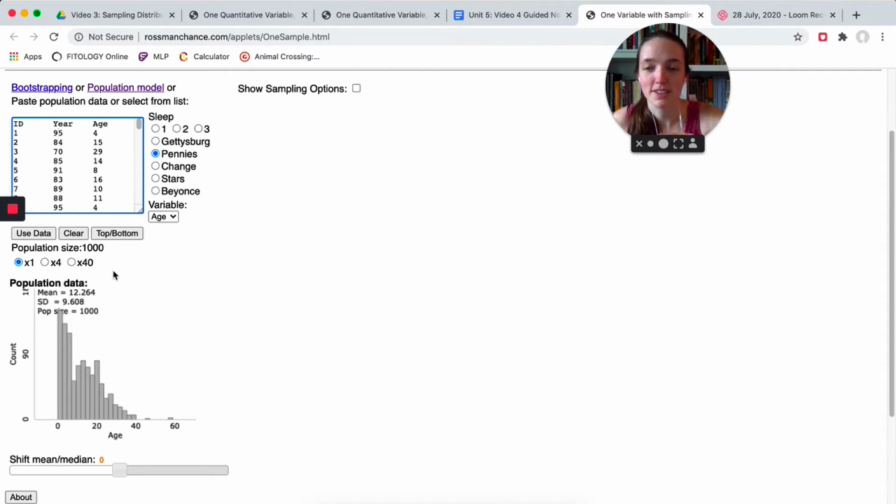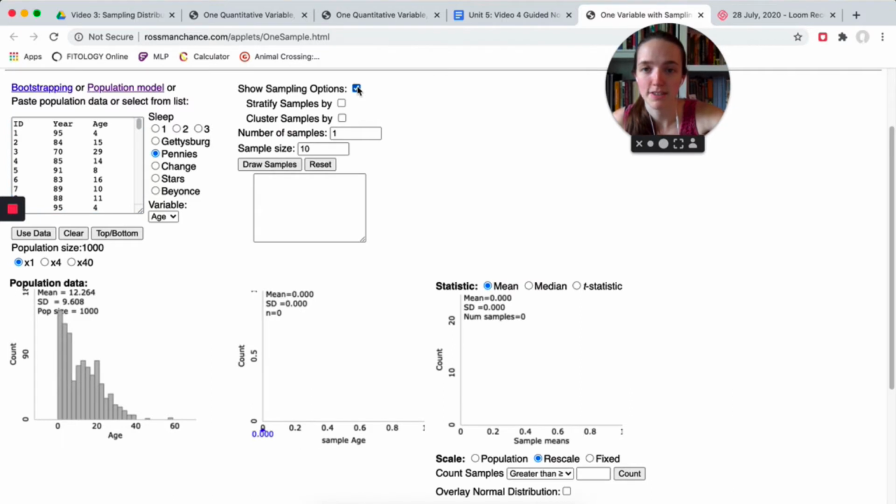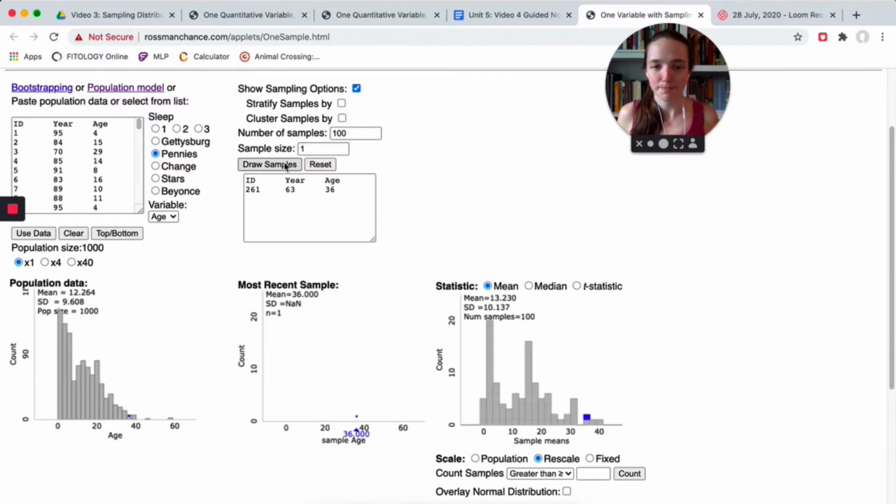We're going to take some samples of pennies. So click on Show Sampling Options. What we want is 100 samples of size 1. I know that samples of size 1, not really a sample, but we're going to go with this. Click Draw Samples. Let me just show you around all the different things on the screen, and then I'll let you work on your own.